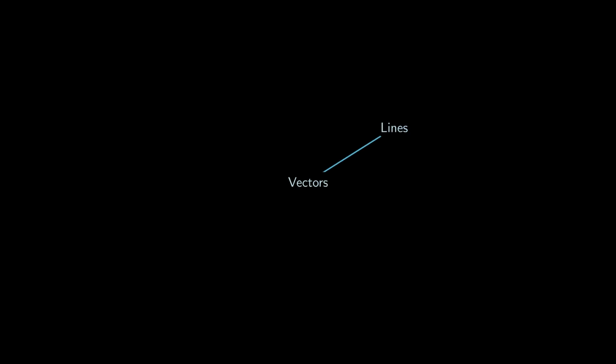We are all familiar with the line with equation y equals mx plus c. What this tells us is that we start from a fixed point c and travel in the direction m. This idea can be extended for lines in three-dimensional space.